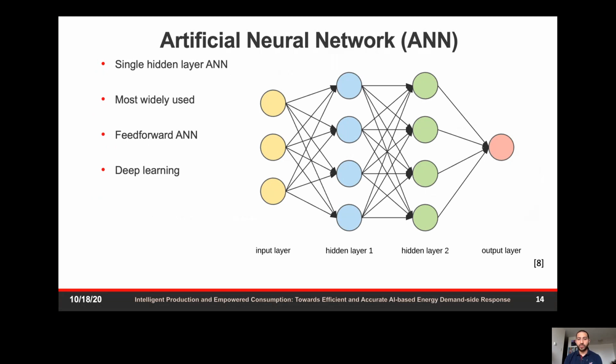Artificial neural networks are used a lot in demand response research, where a single hidden layer is what's most widely used.